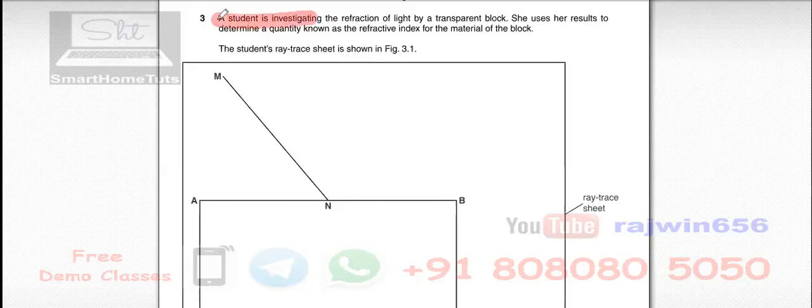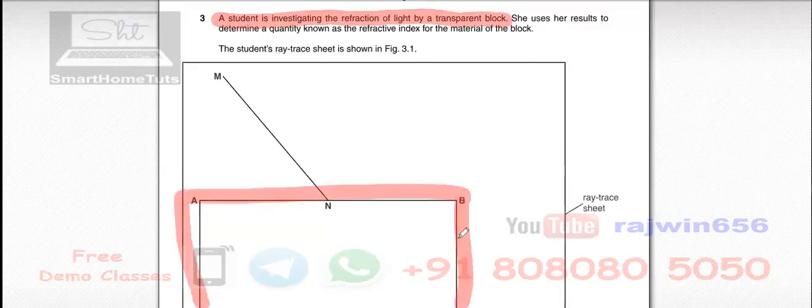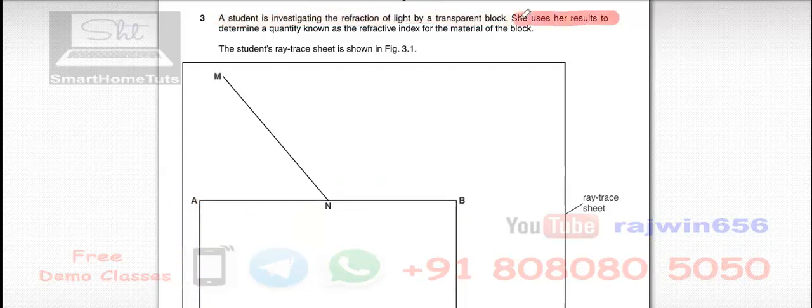A student is investigating the refraction of light by a transparent block. So this is supposed to be our transparent block. She uses her results to determine a quantity known as refractive index for the material of the block. Students' ray trace sheet is shown in figure 3.1.